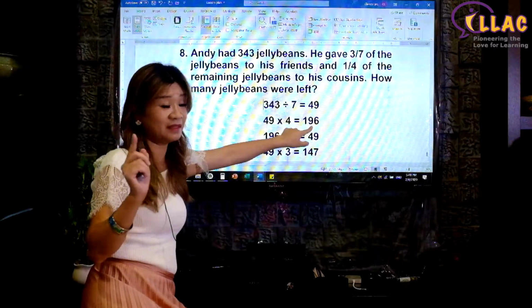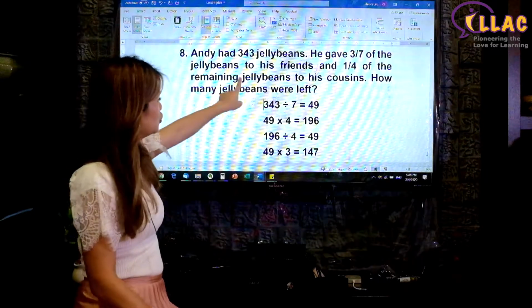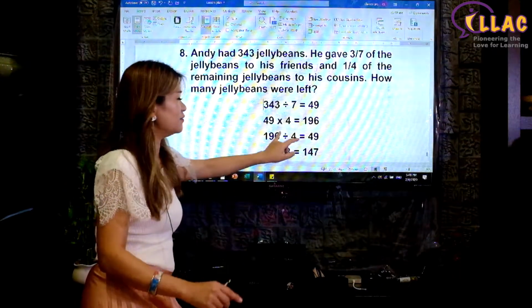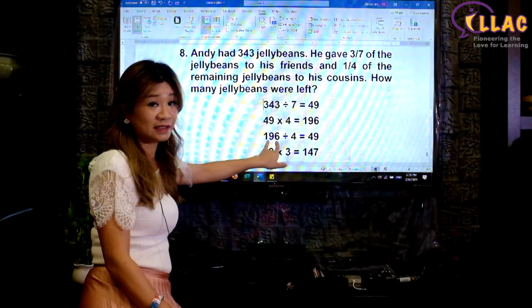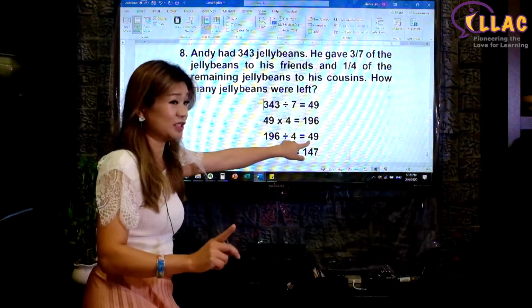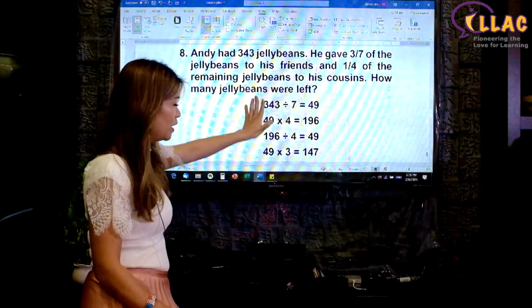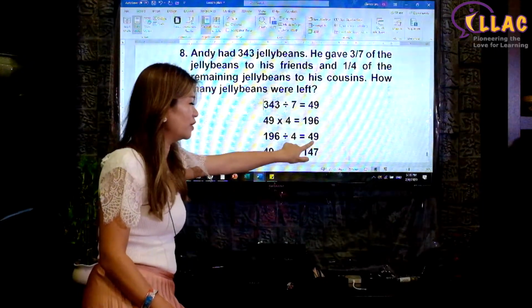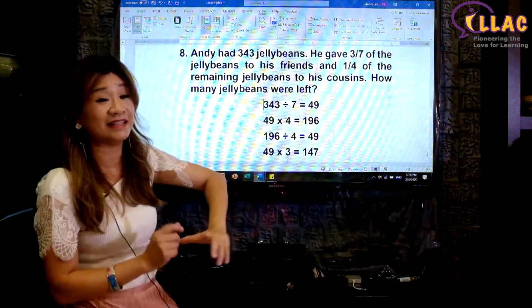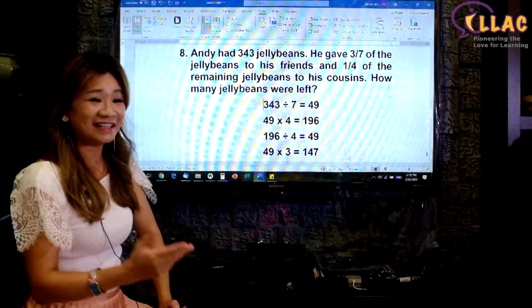That's the remainder, correct? So remainder, he gave 1/4 to his cousins. Therefore, what did Andy do this time? Andy divided his 196 remainder into 4 parts. Each part is 49. How much is he left? 4 units minus the 1 unit that he has given away, left with 3 units, therefore 49 times 3 gives you 147 of jelly beans that he is left. Did you get it correct? Well done!